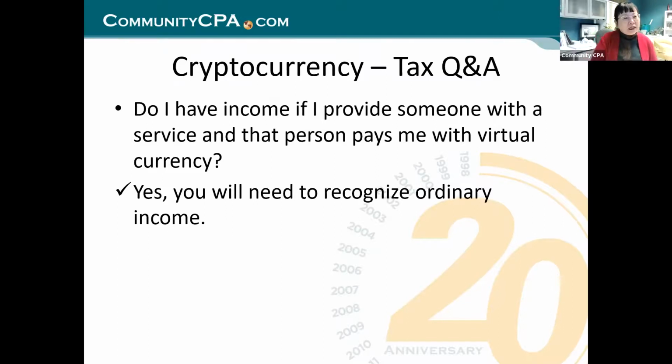And so the question is, do I have income if I provide someone with a service and that person pays me with virtual currency? The answer is yes, you do have income. And you will need to recognize that income. Okay, this is how it works.